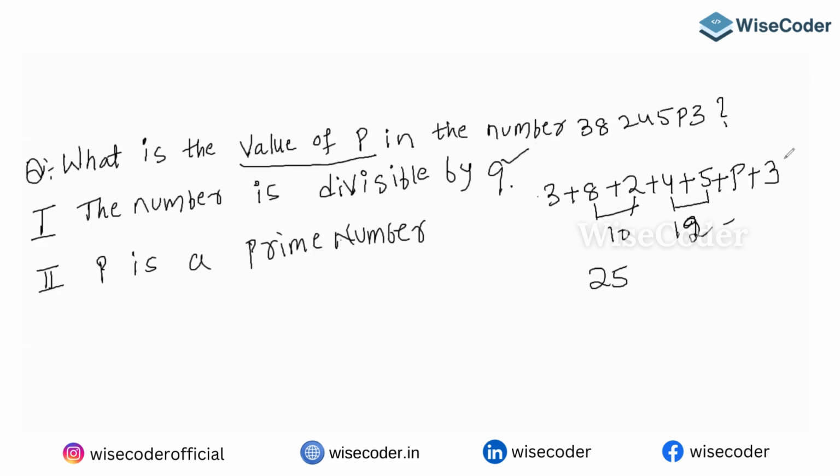If a number wants to be divisible by 9, the sum should be divisible by 9, no? How much do I add to 25 to get a multiple of 9? If I add 2, then the sum will become 27. Yes, so 27 is going to divide by 9, of course. So what is the p value here? 2. So we got our p value.